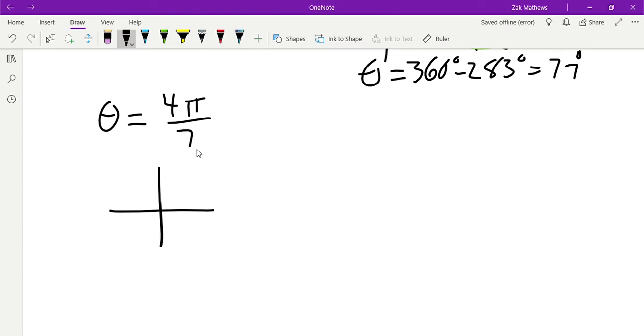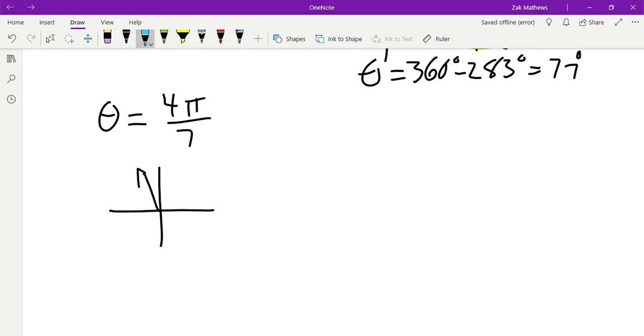4 over 7, a few different ways I could do this. I could get a common denominator between pi over 2 and the 4 pi over 7, which would be 14, and I could compare where those sit. Or I could think about, if this is a whole and this is half of that, well, half of 7 would be 3.5, meaning 4 is just past that.